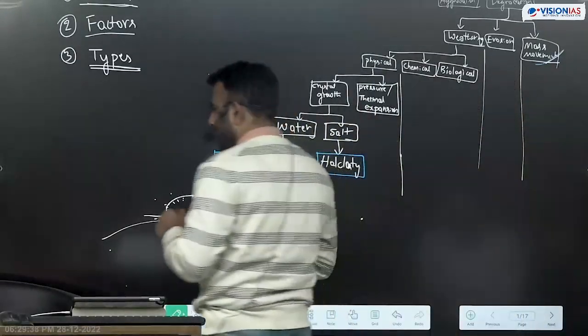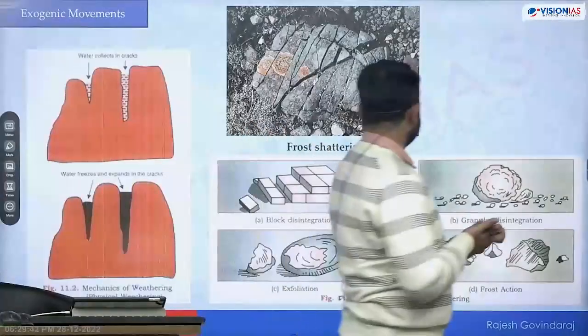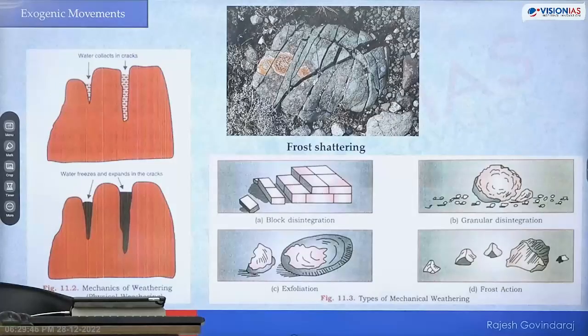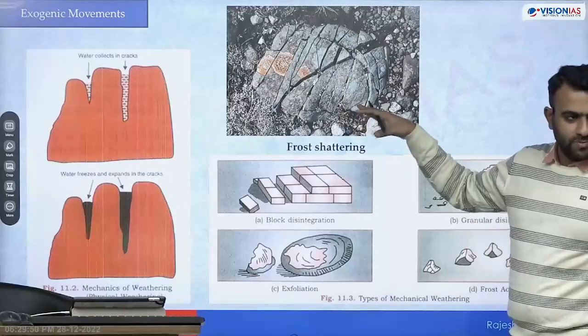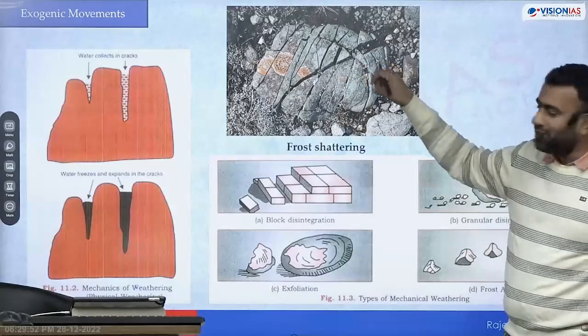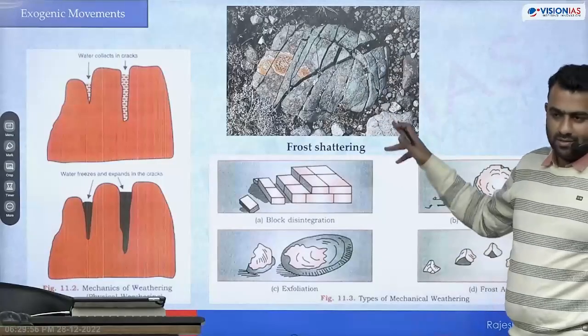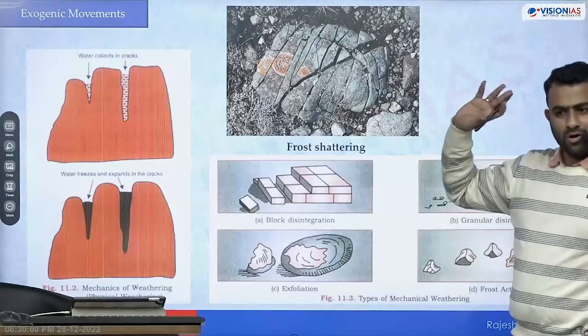कैसे होगा? Like this. This is the result of frost shattering. The continuous accumulation of frost बन के ना, it continuously exerts pressure and breaks the rocks, breaks the surface. This is frost shattering. Okay, over a long period of time it happens.